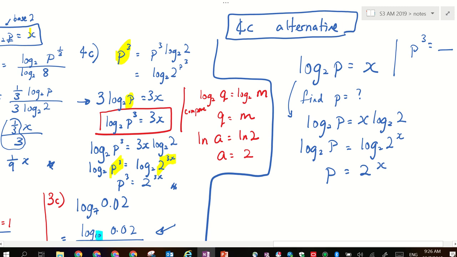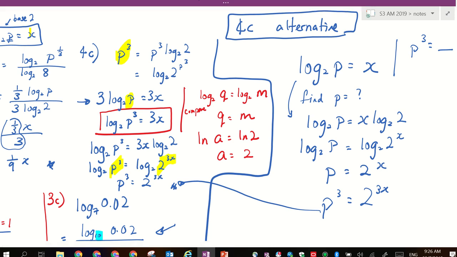Then if I want P cube, it means I will cube both sides. So if this is P cube, then this is 2 to the power of 3x. So still the same. But Matthew's method is easier. There is Jiaxue's method as well. So I pause.